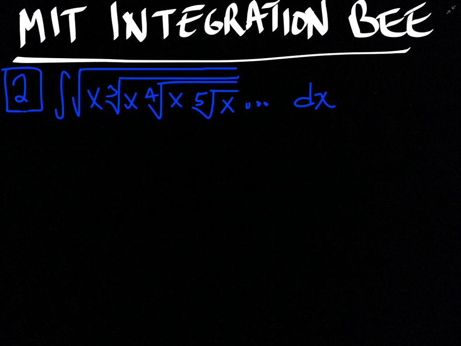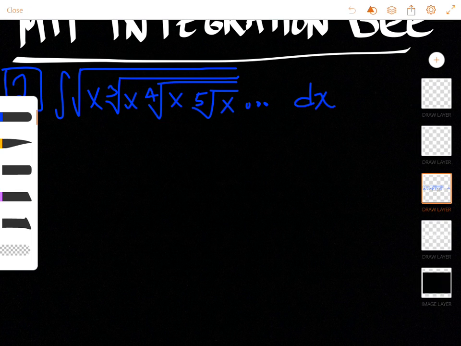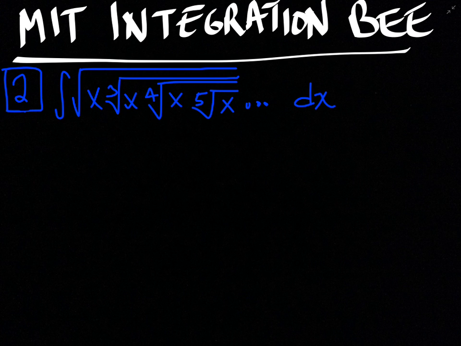So we have the integral of the square root of x times this quantity, which is the cube root of x times, and it's kind of a nested deal, with the fourth root of x and the fifth root of x and so on. So we have the sixth and seventh and eighth, and the dot dot dot assumes it goes on forever.